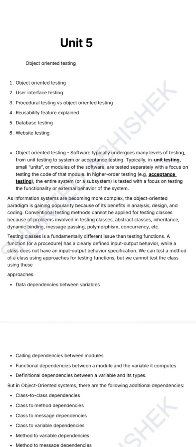Object-Oriented Testing. Software typically undergoes many levels of testing, from unit testing to system or acceptance testing. Typically, in unit testing, small units, or modules of the software, are tested separately with a focus on testing the code of that module. In higher order testing, e.g., acceptance testing, the entire system or a subsystem is tested with a focus on testing the functionality or external behavior of the system.